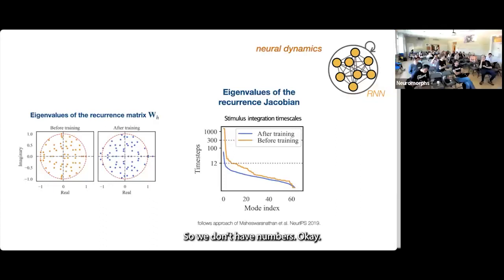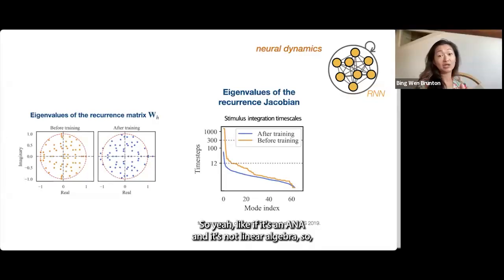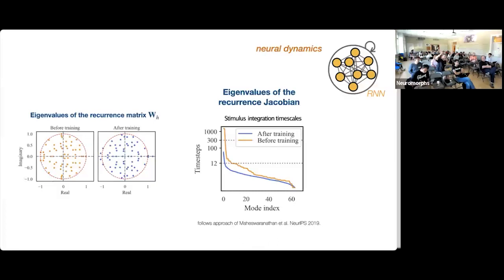Oh, so it does have nonlinearity. Okay, so tanh. Oh yeah, tanh, like it's an RNN. It's not linear algebra. So it's the recurrence matrix, and every single time step, there's a tanh nonlinearity on top of it. Good. Okay, thanks. That's why it doesn't blow up.